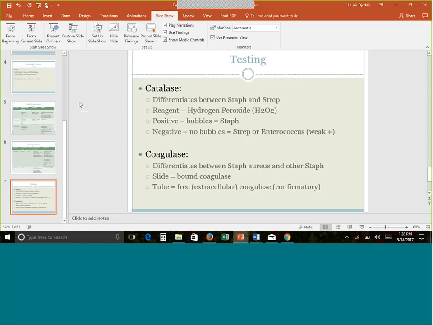If you were to do the tube coagulase test, that is done in a tube. It has to be incubated for a while, so it's not as quick or easy to do. But it's looking for what we call free or extracellular coagulase enzyme. And again, Staph aureus will produce both types of coagulase enzyme. So some labs will only do one coagulase test. Some labs might do both and use one as a confirmatory method for the other. So that's just a bit of notes on that.